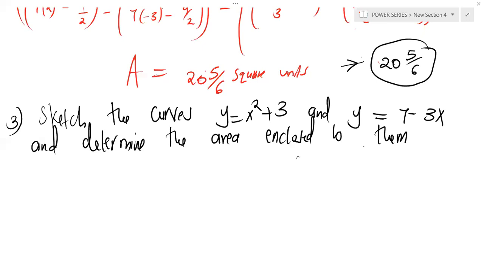So this is the question. Sketch the curves y is equal to x squared plus 3 and y is equal to 7 minus 3x and determine the area enclosed by them.